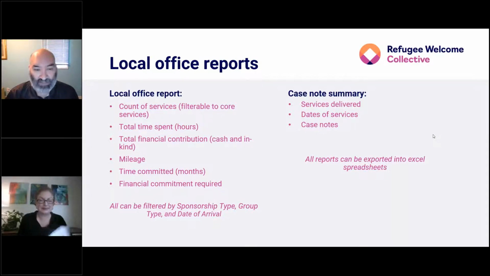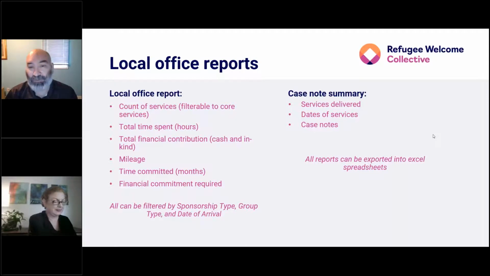The total financial contributions, both cash and in kind, and I'll show you what that looks like. Mileage, time committed in terms of months, financial commitment required, that kind of thing. And it's all filterable as well by the sponsorship type, the group type, the date of arrival, things like that.